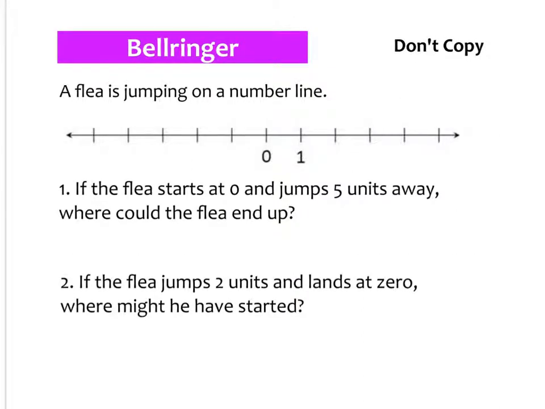I want you to go ahead and think about this problem with your partner and discuss your answers for both responses. It says a flea is jumping on a number line. If the flea starts at 0 and jumps 5 units away, where would it land? And then think about the second question, that the flea jumps 2 units and ends up at 0. Where did the flea start? Think about these questions with your group members, and then go ahead and move on to the video. If you want the answer, be sure to ask an iPrep facilitator.